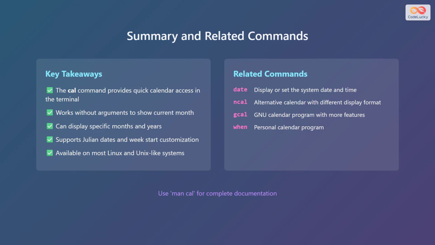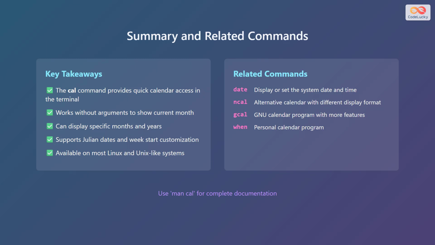Here are the key takeaways from this tutorial. The cal command provides quick calendar access in the terminal. It works without arguments to show the current month and can display specific months and years. It supports Julian dates and week start customization and is available on most Linux and Unix-like systems.